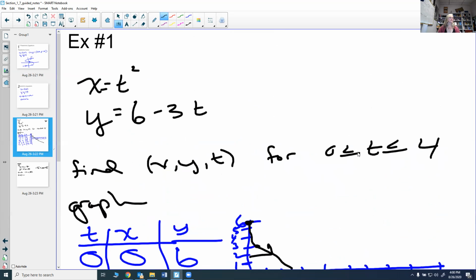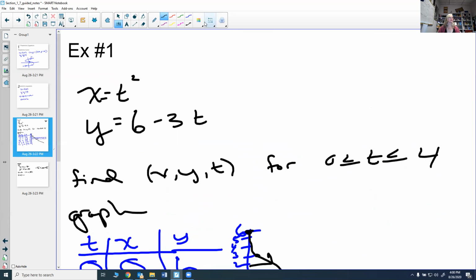We can actually prove it is if we take this equation and what we call eliminate the parameter, which means you just get rid of that t. So of these two equations, it looks like it's easier to take the second equation and solve for t. So that would give you y minus 6.